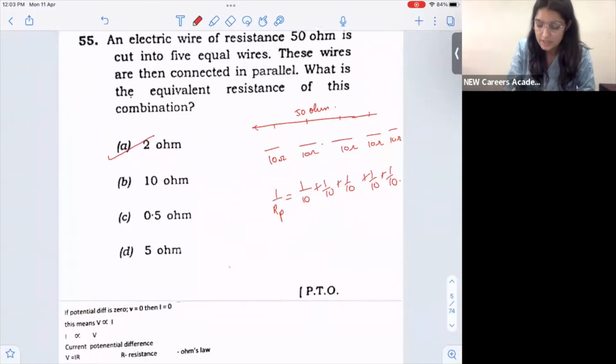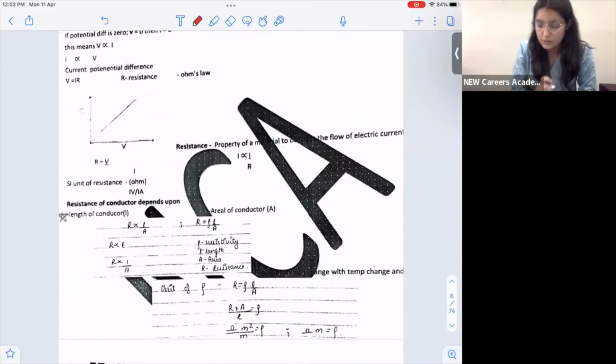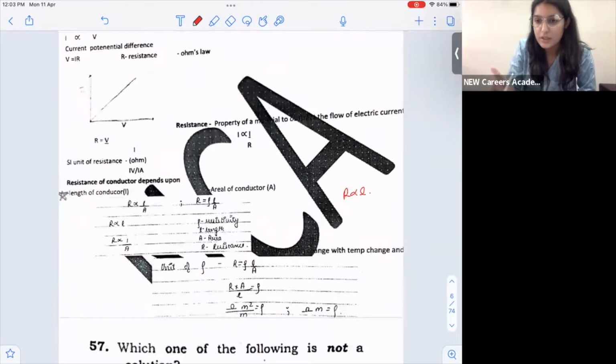So option E. For this, we need to know about two things. First, that resistance is proportional to length, and second, that formula for equivalent resistance when resistors are connected in parallel combination.